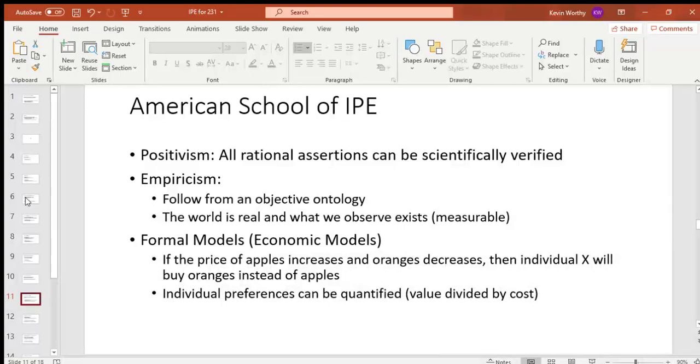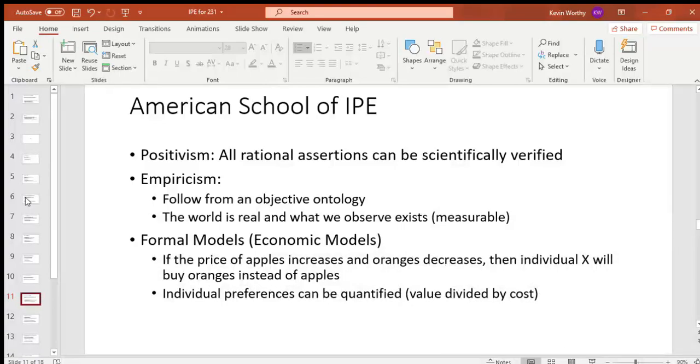If oranges are cheaper, you're going to buy oranges instead of apples, right? Because your preferences can be quantified. Your value, right? Let's say you enjoy apples more than you enjoy oranges. So you say, okay, an apple is a 2 and an orange is a 1. I get 2 points of value from an apple and 1 point of value from an orange. But if the price of an apple is $10 and the price of an orange is 10 cents, then you're still going to get an orange because you're getting more for how much you're paying. It's value divided by cost.